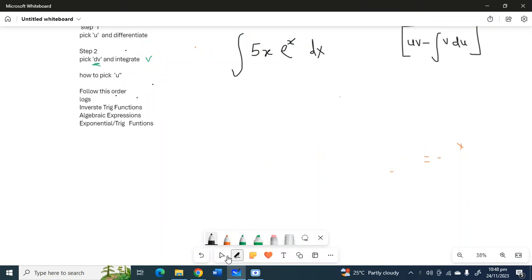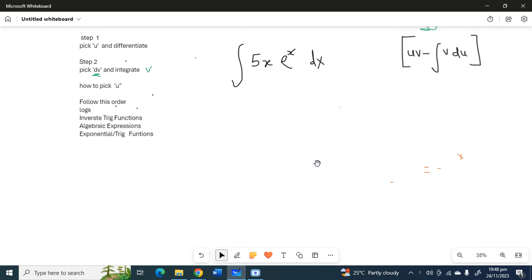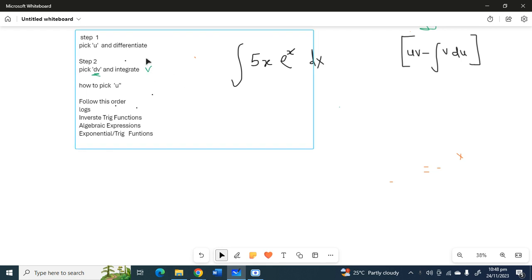We're looking at integration by parts. And as I said, with such kind of questions, there are two steps that you need to follow. The first step is you pick your u and differentiate it. The second step is you pick dv and you integrate it. All right, and you get your v. V is going to be the result of integrating dv.